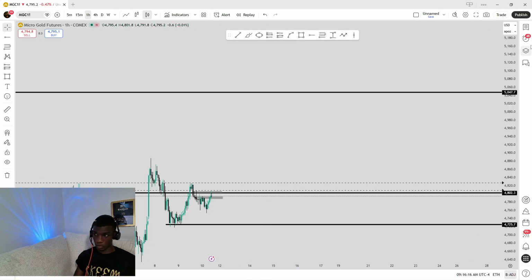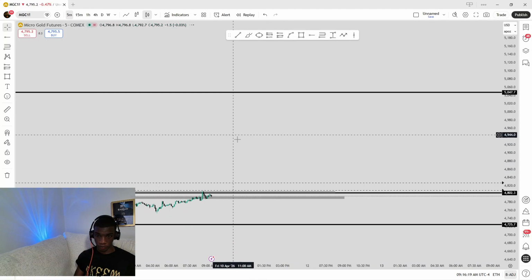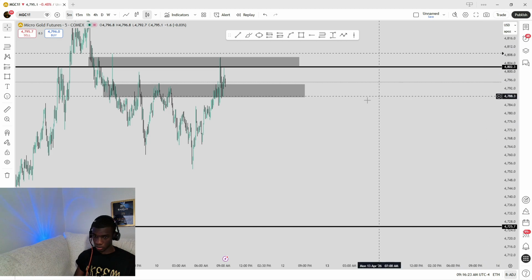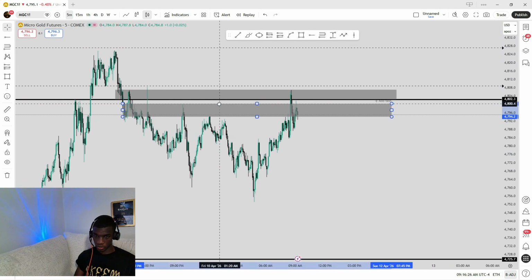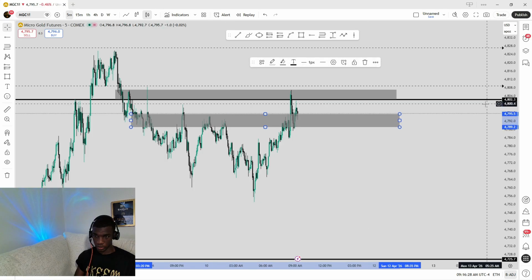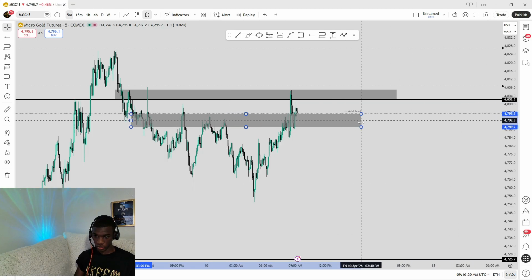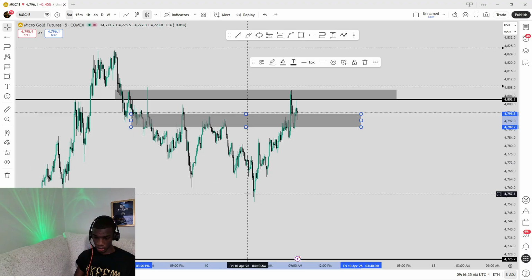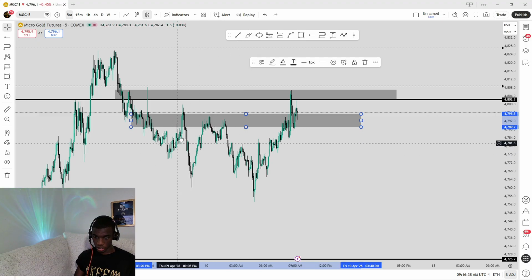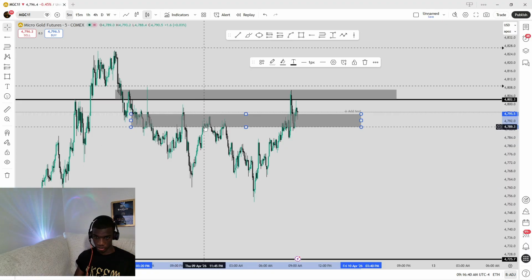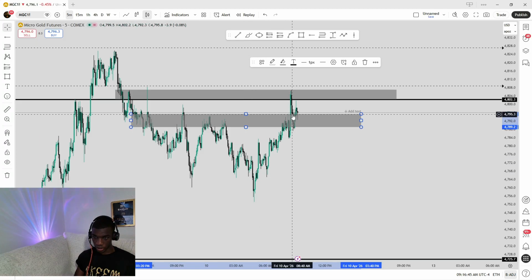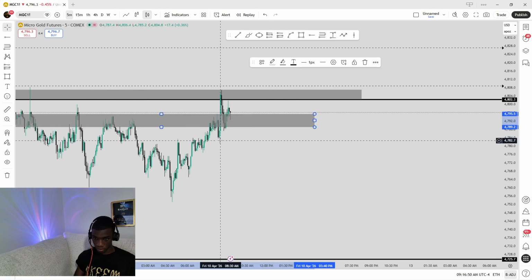What else? Yeah, that's just it. And the reason why I'm at this gray zone here is because sellers are pushing off this zone. Sellers are strong here, right? Market tried to push up yesterday. Sellers here. Tried to push up again. Sellers here. Tried to push up again. Sold a little bit, but then the market pushed through that.